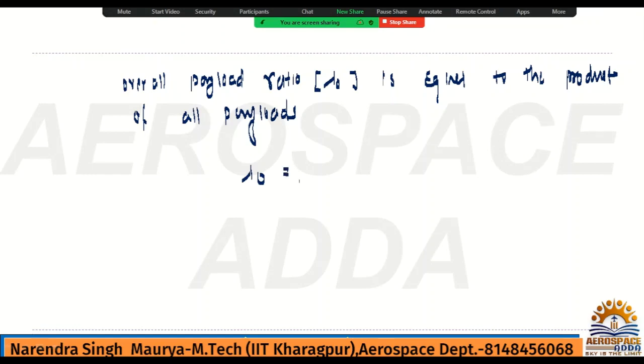So what is lambda naught? Lambda naught is nothing but the product, this symbol is what, product, i is equal to 1 to n, of lambda i. Or in another way, you can say overall payload will be equal to the product of all payloads. Suppose n number of stages, so it is lambda 1, lambda 2, lambda 3. For n is equal to 3, till the third stage, this will be the payload ratio.